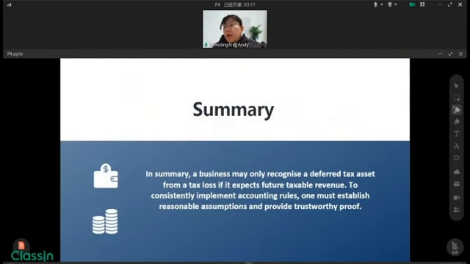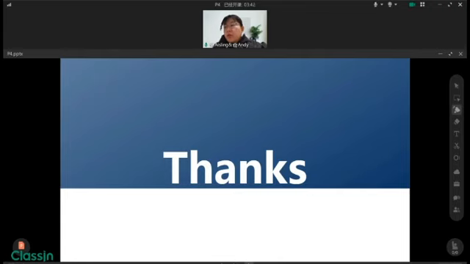In summary, a business may only recognize a deferred tax asset from a tax loss if it expects future taxable revenue. To consistently implement accounting rules, one must establish reasonable assumptions and provide trustworthy proof. So much for my part.